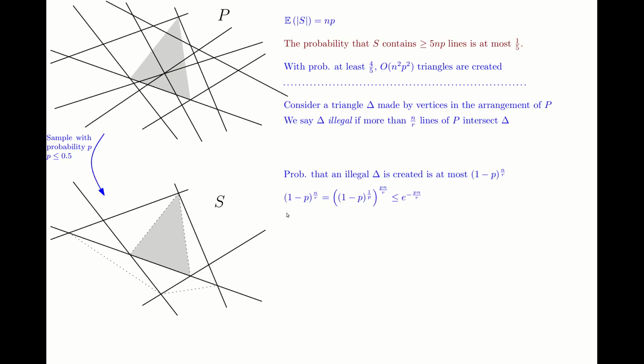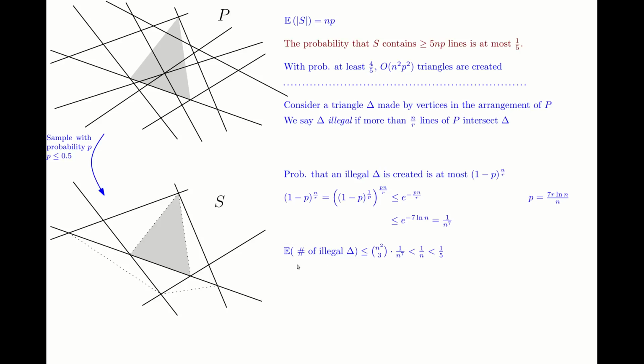Similar to the previous video, we can make the following estimate. Now we use the estimate that this term here is at most 1/e, which means this probability is at most e to the minus p times n divided by r. Now we substitute the following value for p. We set p to be some big constant times r times log n divided by n. By plugging in this value as p, you see that the probability that you see an illegal triangle in your cutting is at most 1 over n to the 7.